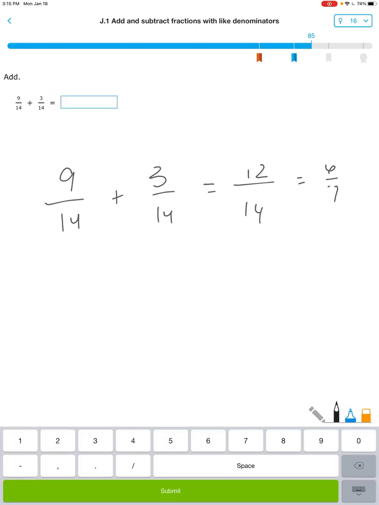Similar to our last problem of subtraction, we're going to add together 9/14 plus 3/14, keeping the same denominator. Add the top, 9 plus 3 should give us 12, and we can reduce this again because they're both even numbers. Divided by 2, we should end up with 6/7. Final answer.